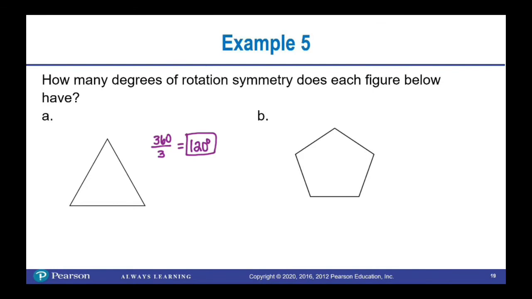Next, we have a pentagon. Again, 360 degrees will take any figure back to itself. This regular pentagon has 5 vertices, so I divide by 5, and that gives me 72 degrees.